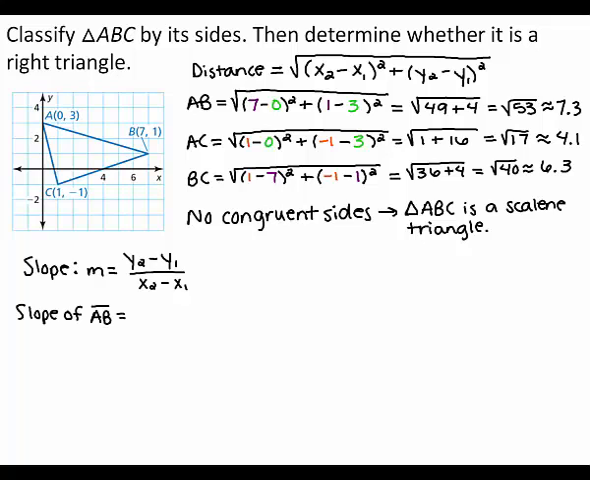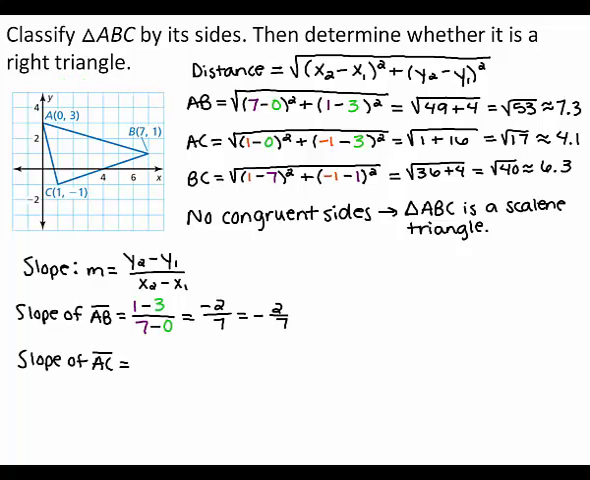To find the slope of side AB, let x1 equal 0, y1 equal 3, x2 equal 7, and y2 equal 1. You can substitute these values into the slope formula. When you simplify, 1 minus 3 gives you -2 in the numerator, and 7 minus 0 gives you 7 in the denominator. So, the slope of side AB is equal to -2/7.